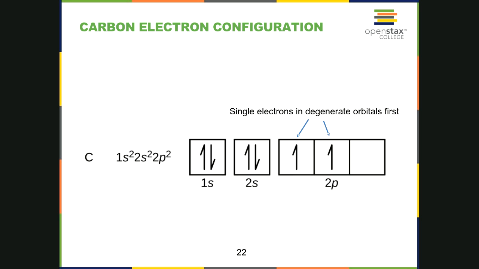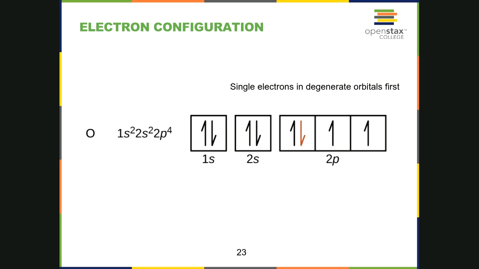Okay, let's put in one more electron. No, let's put in two more electrons. We're going to skip nitrogen for right now. We're going to go right to oxygen. So now I've got 1, 2, 3, 4, 5, 6, 7, 8 electrons. 2 electrons in the 1s, 2 electrons in the 2s, and then 4 electrons in the 2p.